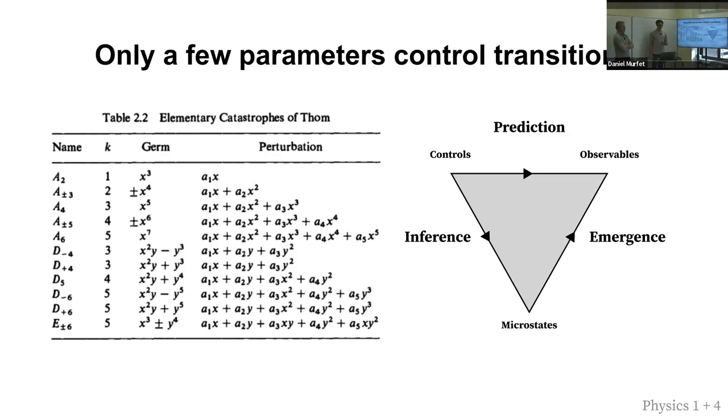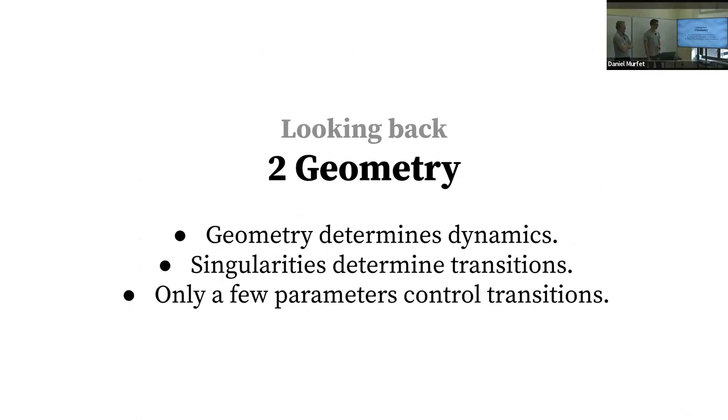Right? And so in physical systems, it's very natural that only a few parameters control transitions. But we hypothesize the same is likely to be true for larger neural networks, and especially further down the training process. So geometry determines dynamics, singularities determine transitions, and only a few parameters control transitions. Transitions are in some sense local, in a very careful sense.